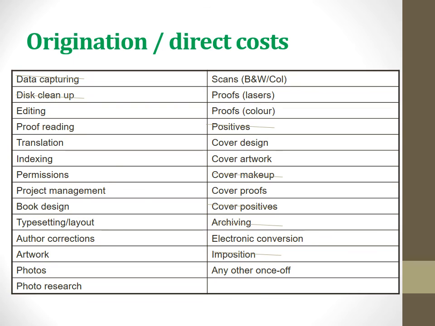So basically your origination or your direct costs are those kinds of things, whatever you need to create that raw idea or concept that your author brought to you, that you now have to finalize into an actual book format. So these are the kind of things that you need to look at that are all cost related elements and expenses at the end of the day for your book.